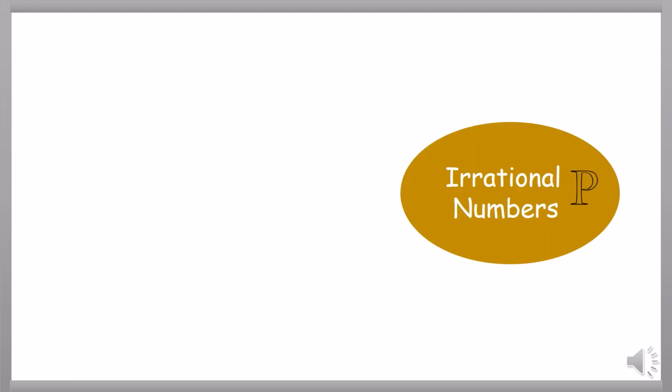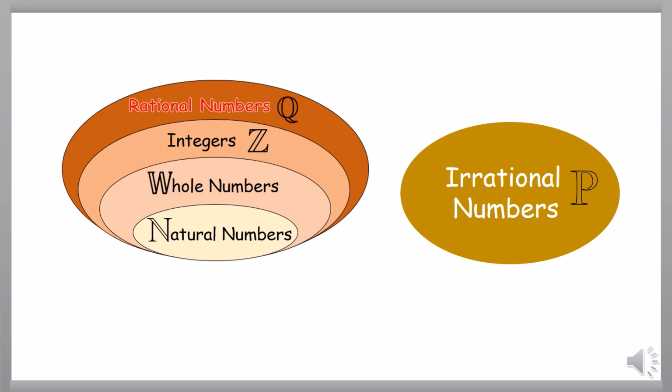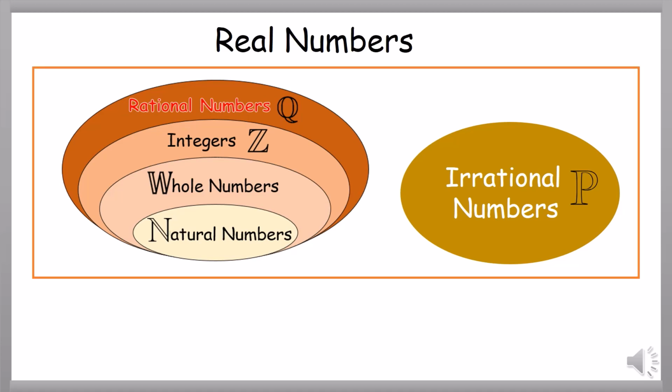And lastly, irrational numbers together with rational numbers form a set of real numbers, which is denoted by the symbol. The rational and irrational numbers are also subsets of real numbers.